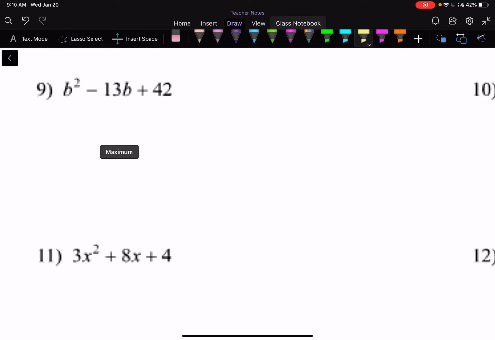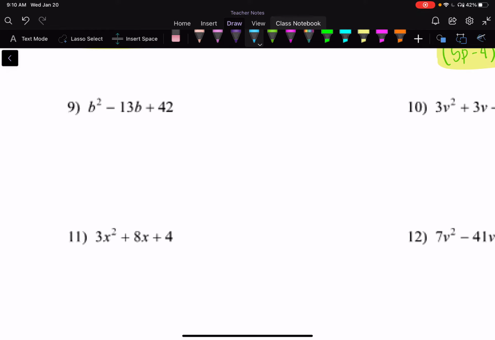Moving on to number 9. Since this is a 3-term polynomial, or a trinomial, I'm going to do my a times c chart. A times c here is 42, and my b is negative 13. In my table, I'll do 42 divided by x to find all of my factor pairs: 1 and 42, 2 and 21, 3 and 14, 6 and 7.